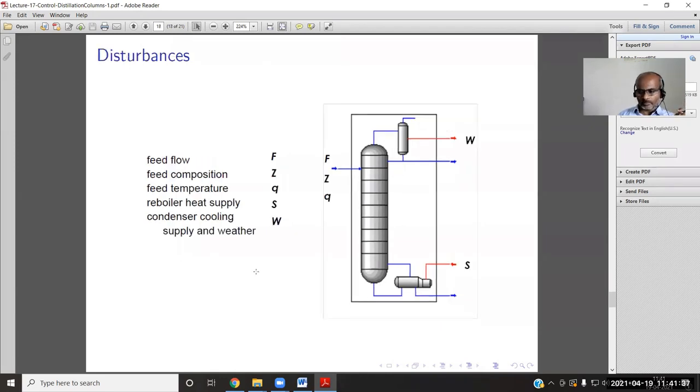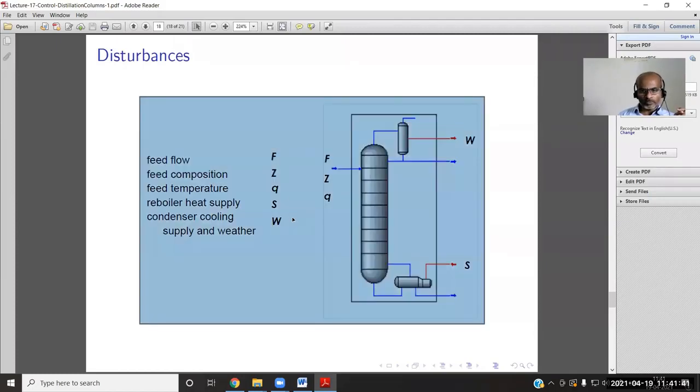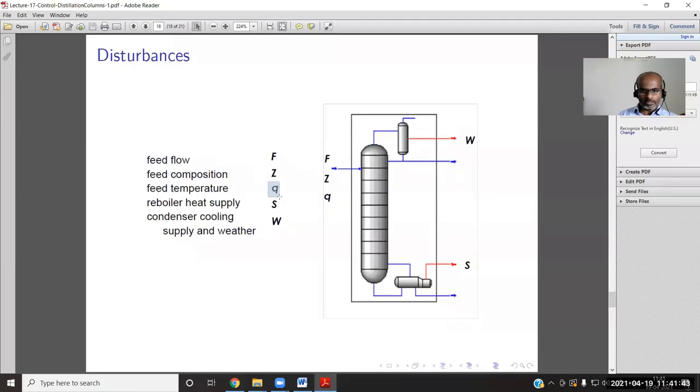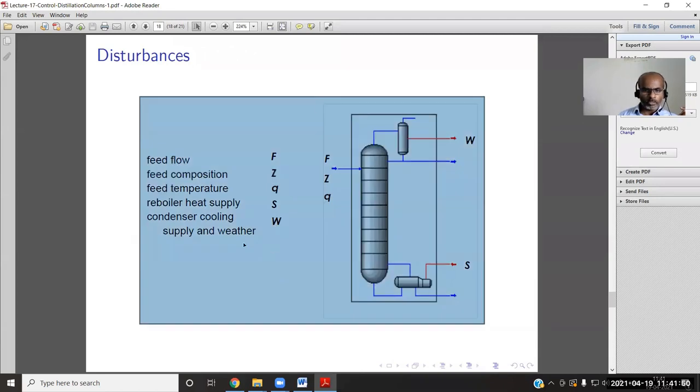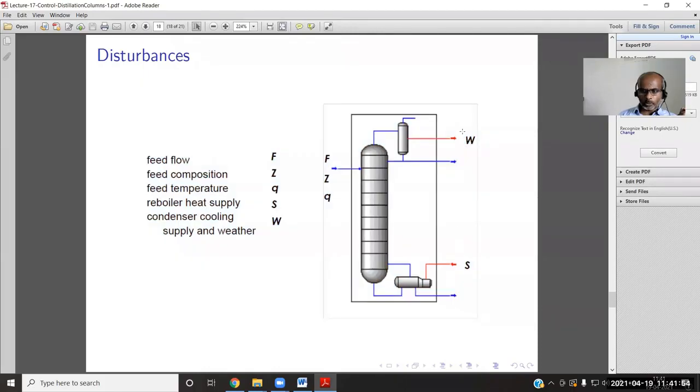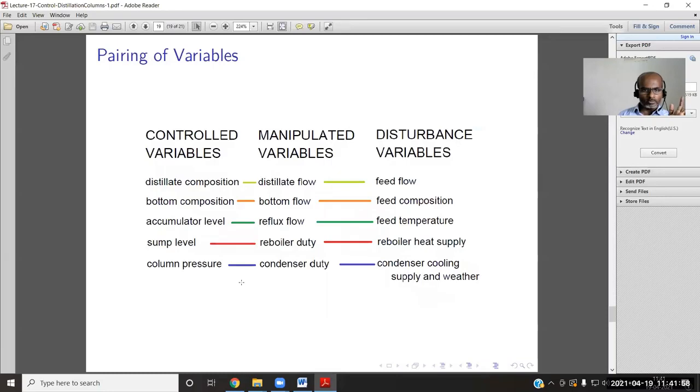The disturbances entering the process are the feed rate, feed composition, feed temperature, as well as feed quality. Q is used for quality. And reboiler heat duty: S refers to steam flow rate, W refers to the cooling water flow rate. So you can use this kind of pairing.